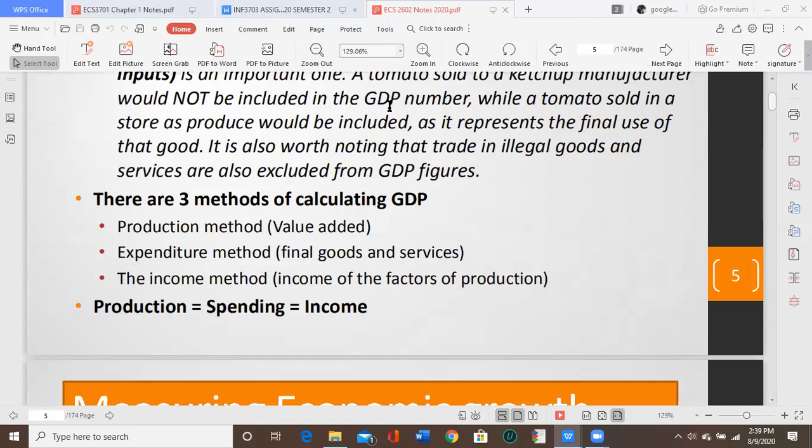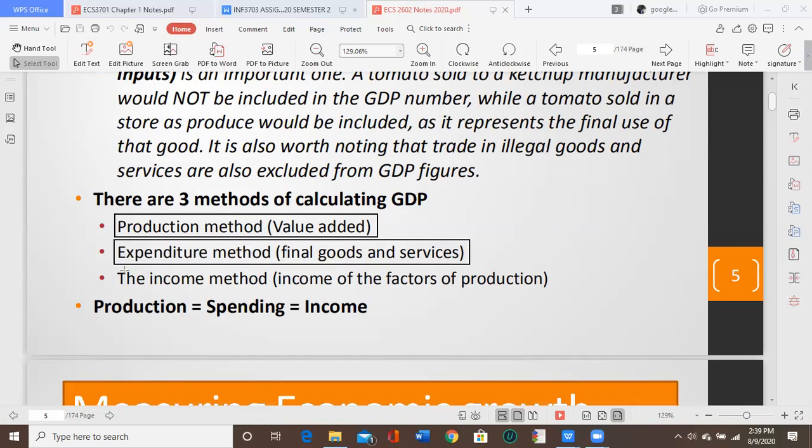To calculate GDP, we use 3 methods. Let me annotate for you. We have the production method, which is also known as the value addition method. We also have the expenditure method. We also have the income method. These are the methods of calculating GDP.